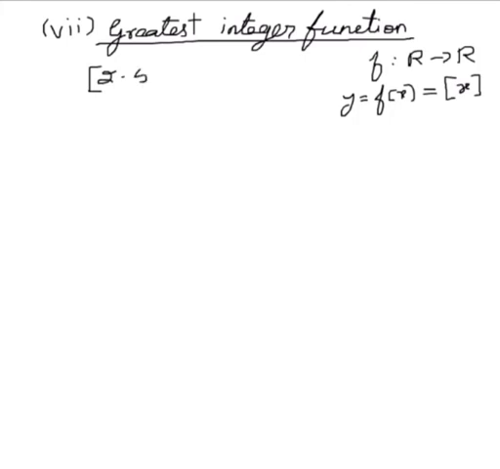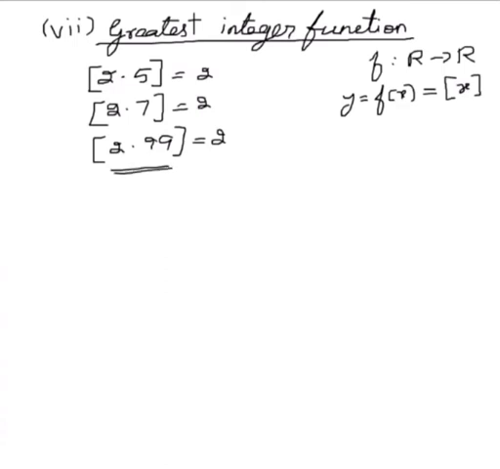For example, the greatest integer of 2.5 is 2. The answer which you are writing should be lesser than or equal to the number. It cannot exceed the number. So 2.7 is also 2. 2.99 is also 2. We don't round it off. Don't write the answer as 3 because the answer 3 is bigger than this number. But definition of greatest integer function is the answer should be less than or equal to the given number and it should be an integer. Okay, greatest integer function of 2 is 2 itself.